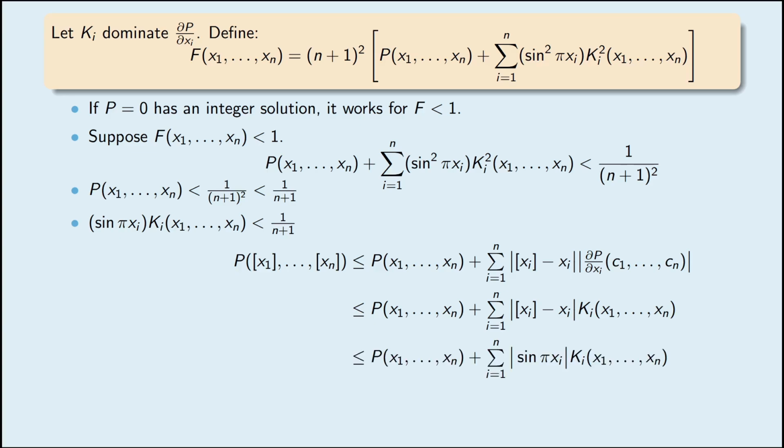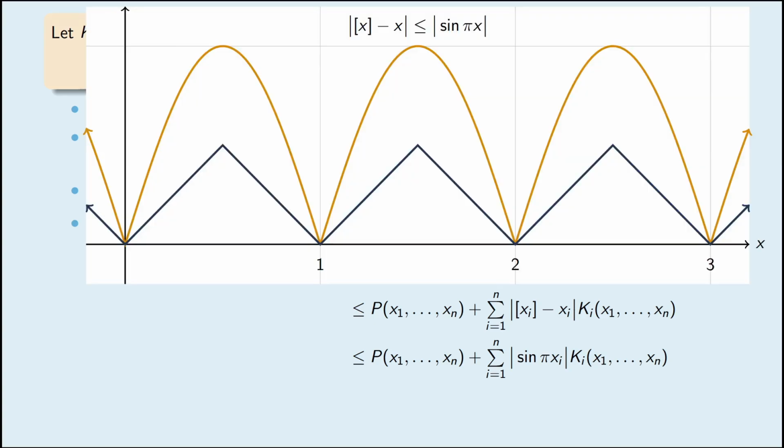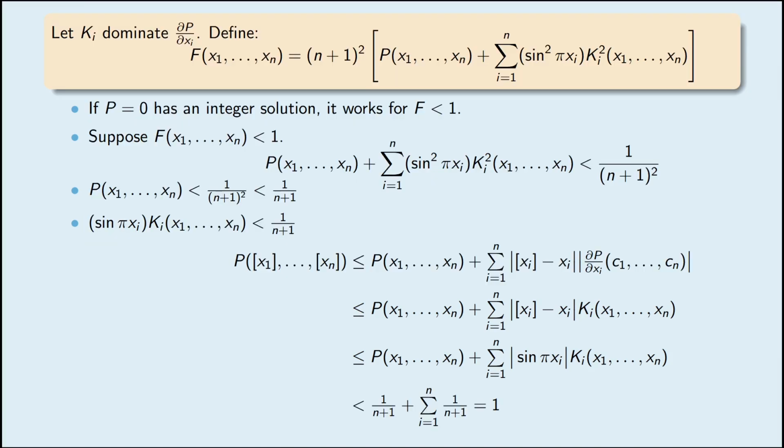We can then replace the distance rounded by the absolute value of sine pi x sub i. As we can see in this graph here, that's only possibly going to make the value larger. The absolute value of sine pi x is always greater than or equal to the absolute value of the distance that x gets rounded when we round it. Now, each term in this sum is going to be something that we've shown to be strictly less than 1 over n plus 1. And when we add up these n plus 1 terms, we get 1. So putting it all together, we're able to conclude that p at these rounded points is strictly less than 1.